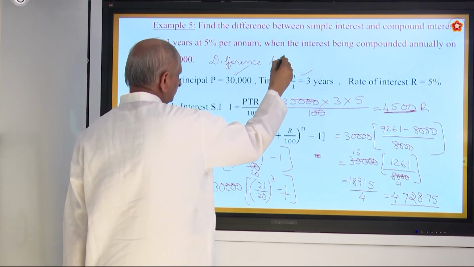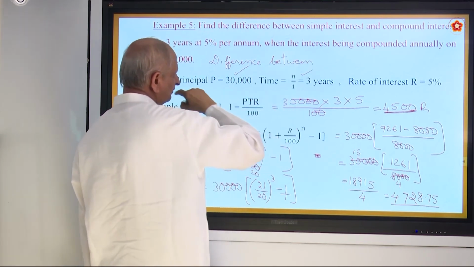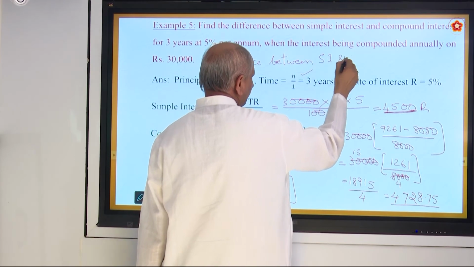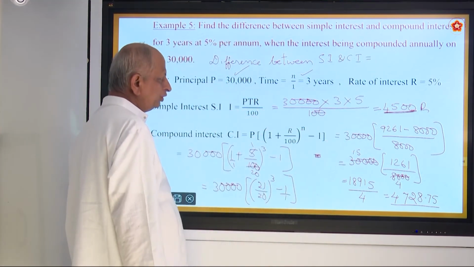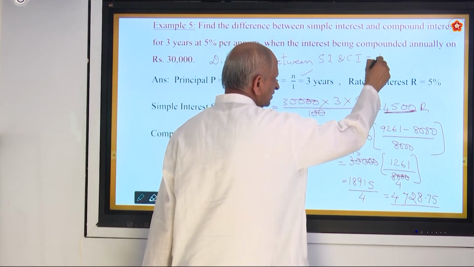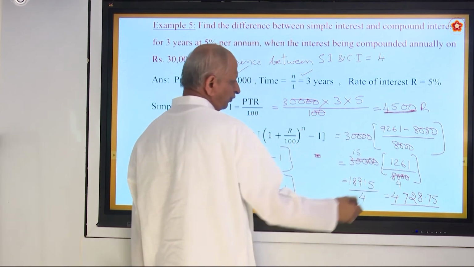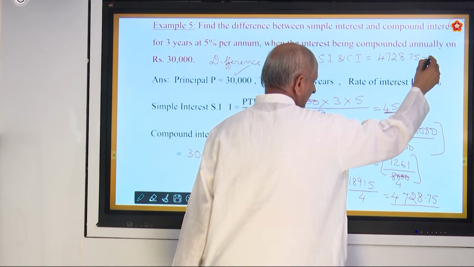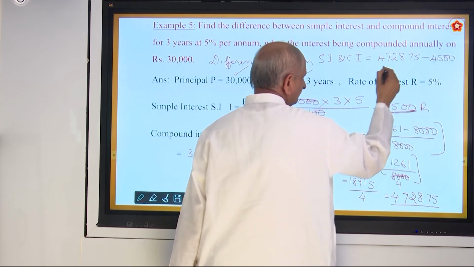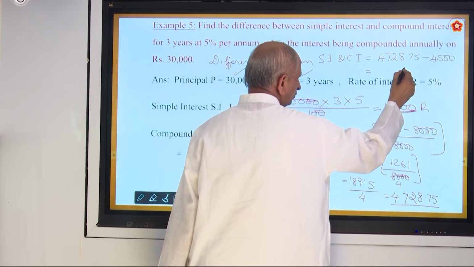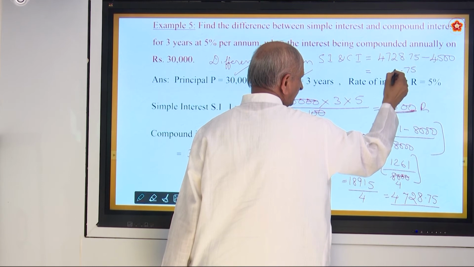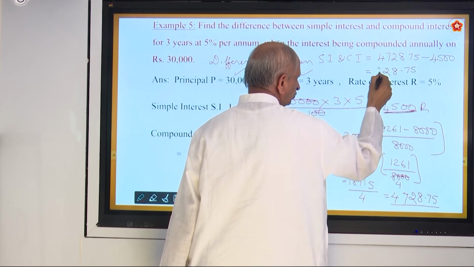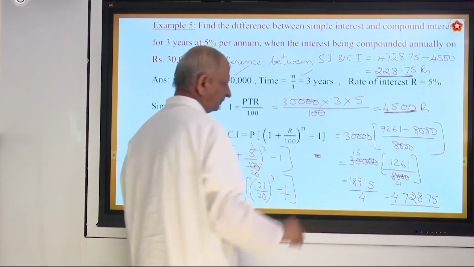Difference between SI and CI is equal to, SI is 4500 and CI is 4728.75 minus 4500, that will be equal to 0.75. 8 minus 0 is 8, 2 minus 0 is 2, 7 minus 5 is 2. So 228.75 rupees, that is the answer. You have to write below this.